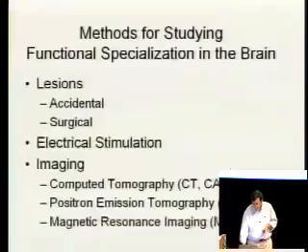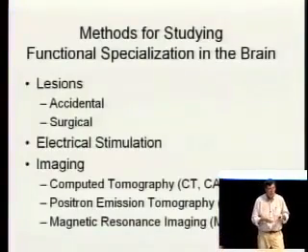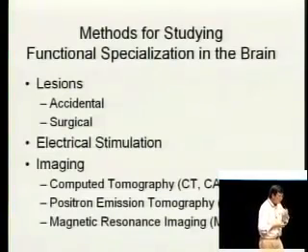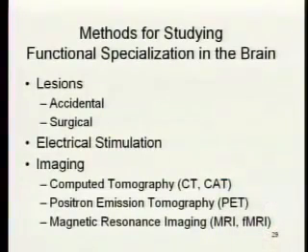How do we do it today? Well, we have a number of different ways of studying structure-function correlations. Historically, one of the most important has been the study of patients with brain lesions. That is, patients who have suffered damage to some particular area of the brain. And what we can do is localize where that lesion is, what part of the brain's been damaged, and then determine what psychological functions they have lost.